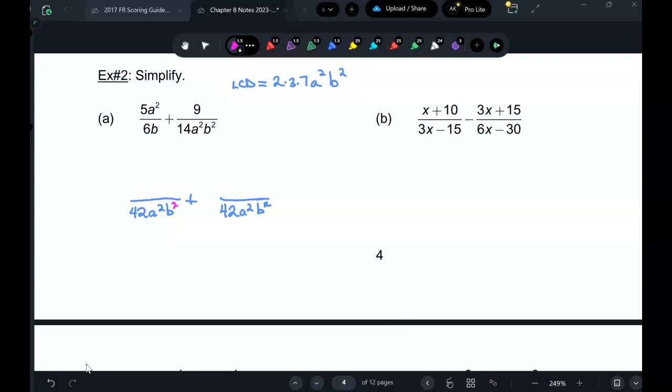a squared b squared, what do I have to multiply the bottom by to get there? 7a squared b. So whatever I multiply to the bottom to make that 42a squared b squared, I have to multiply it to the top, which is going to be what? 35a to the 4th b.